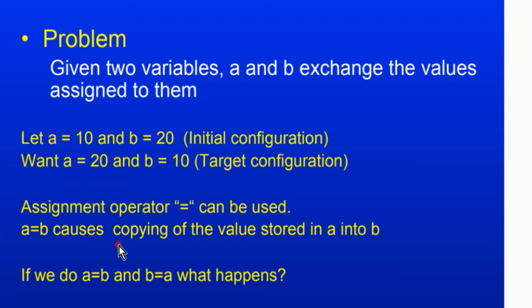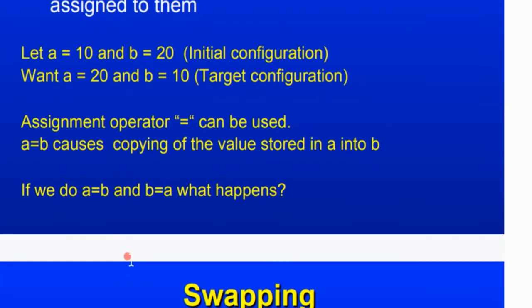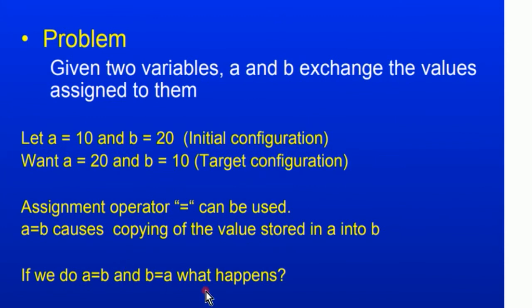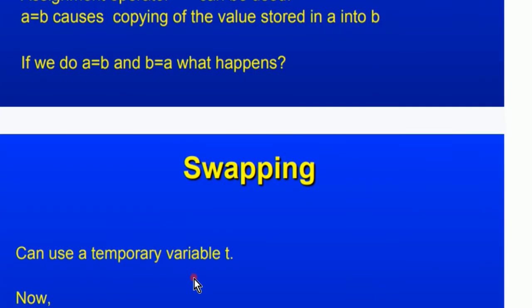Now we can use the assignment operator. Okay. And a equal to b causes copying of the value stored in b into a. Directly if I copy the b value into a, then the b value will come to a. So then even though b contains the same value, a contains the same value. If we do a equal to b and b equal to a, what happens? There will be the same values again. Okay, and this may be a problem.